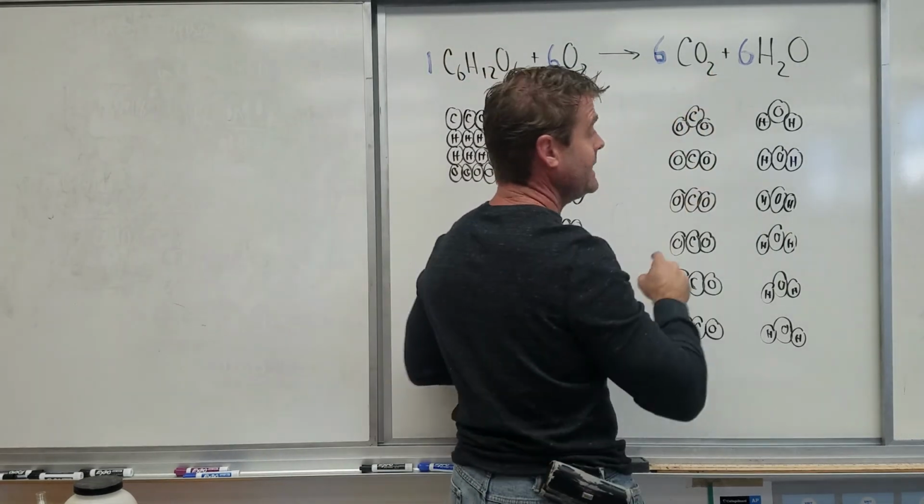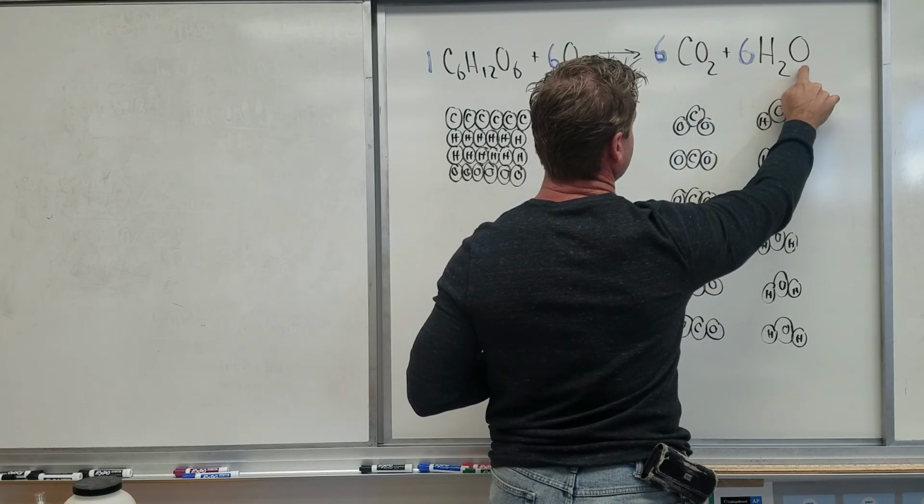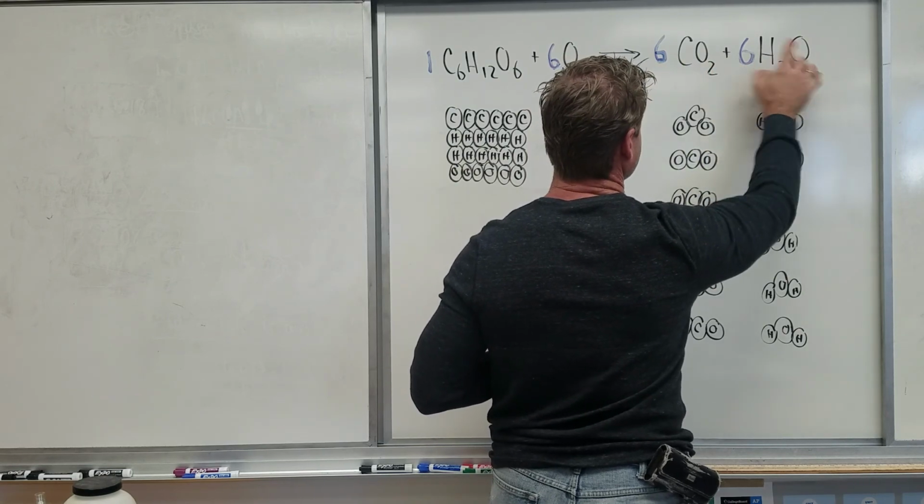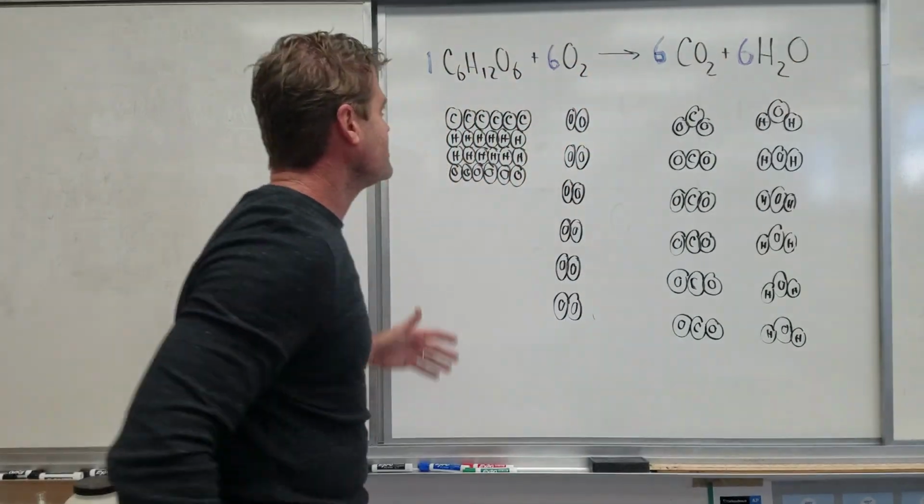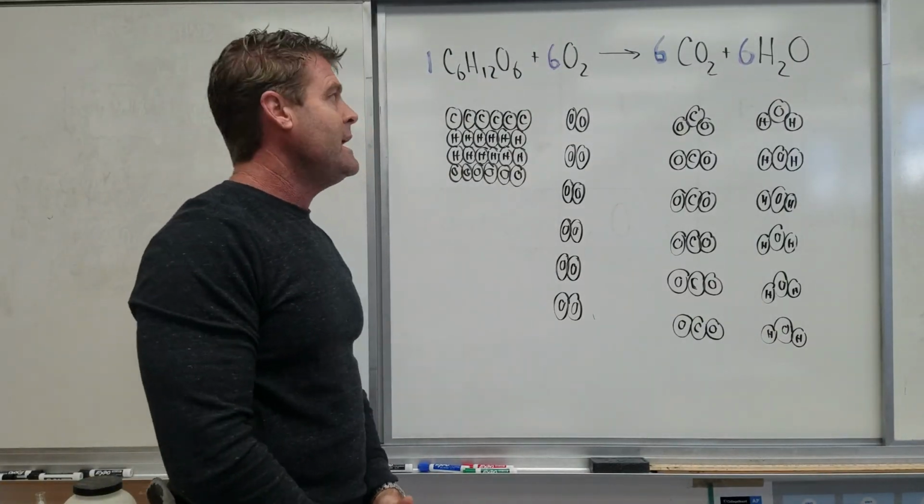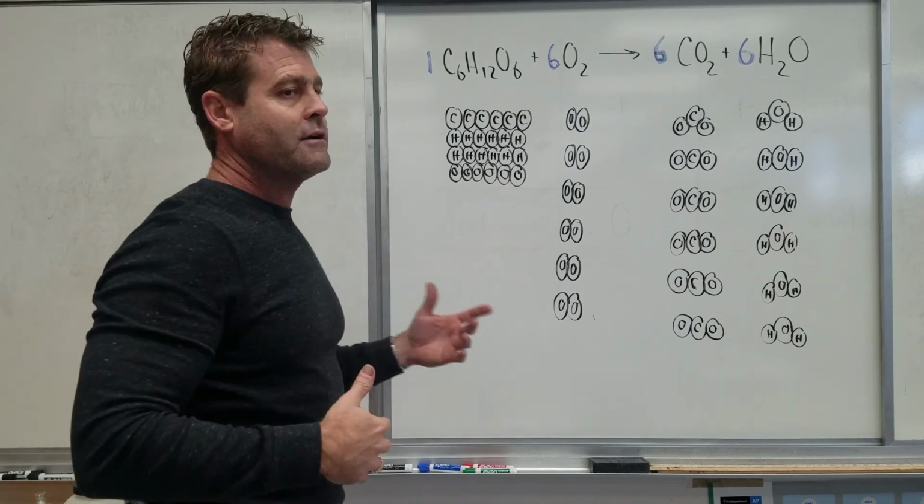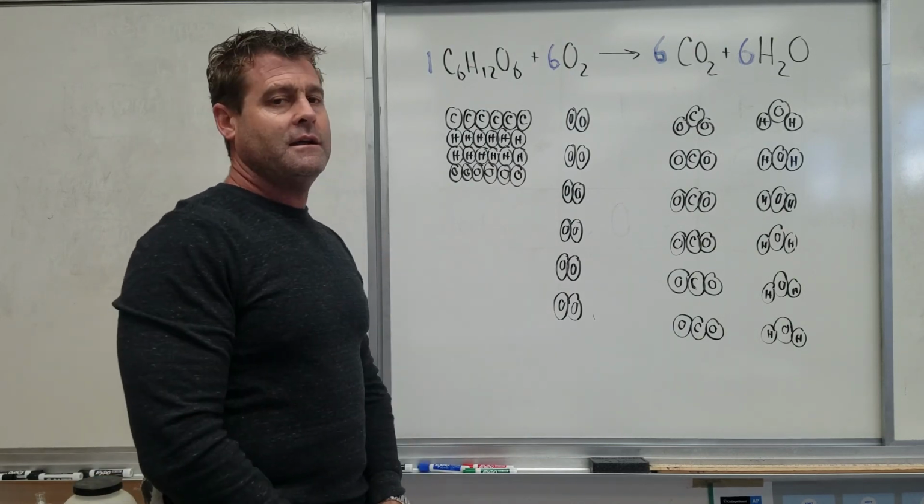Let's see how many I ended up with. 6 times 2 is 12. 6 times 1 is 6. 12 and 6 is 18. 18, 18. It's all good. This is a properly balanced chemical equation. And you guys, we have to have properly balanced chemical equations in order to do further calculations, which we're going to learn in subsequent lessons.